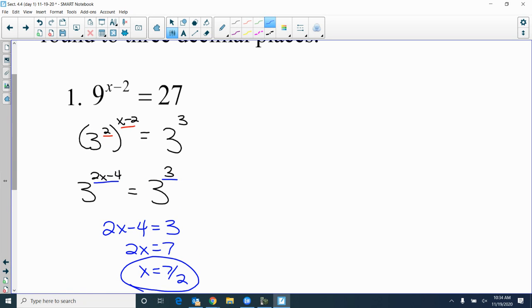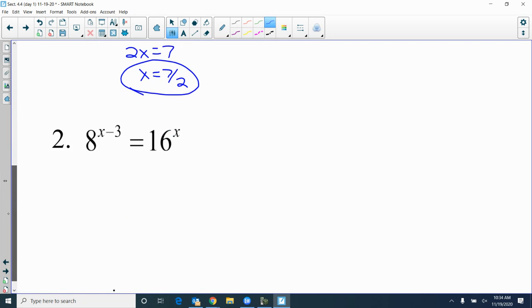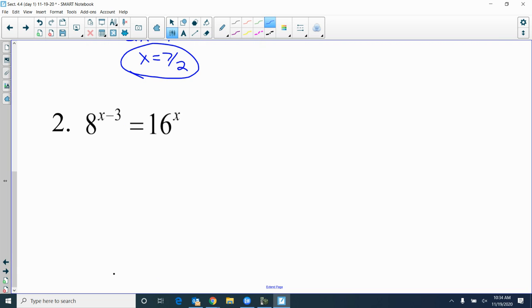So take a look. Can I get the same base? All right, try number 2. Try and get it to the same base. If you're stuck, I'll come over in a second, but think about what you would do here.